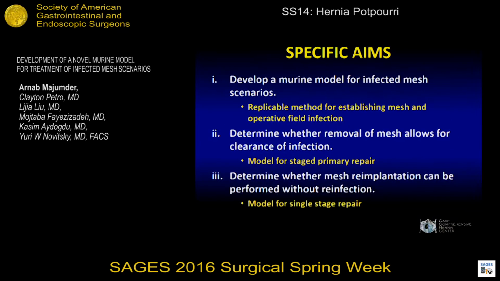So for this study, we aim to develop a murine model for this infected mesh scenario to allow replicable mesh and operative field infection. We wanted to determine whether removal of the mesh allows for clearance of infection, which is a surrogate for staged primary repair, and finally whether mesh reimplantation can be safely performed without reinfection, which is a model for single-stage repair.